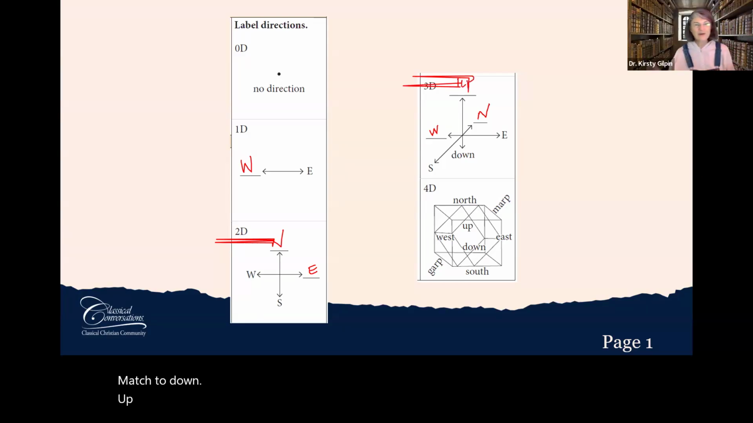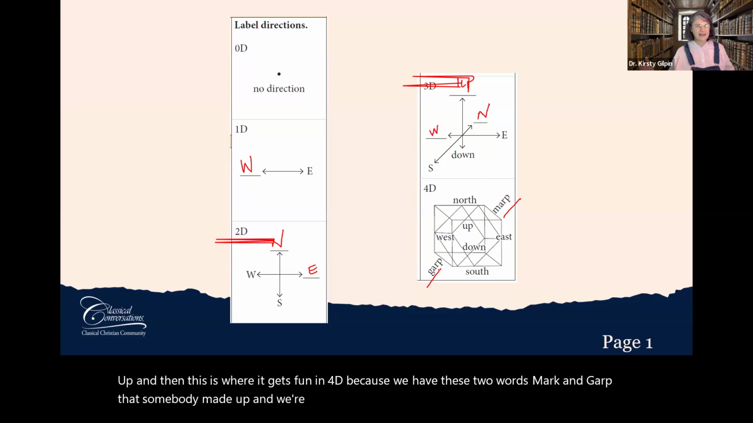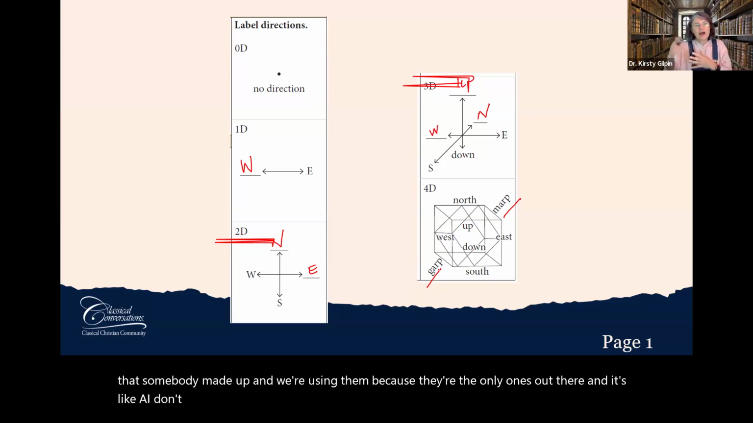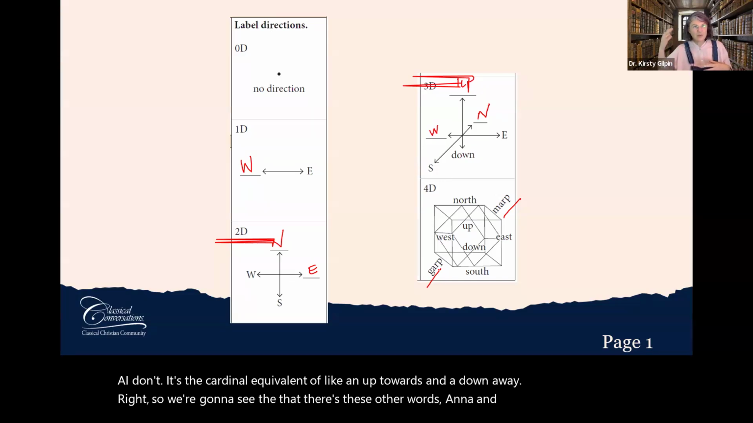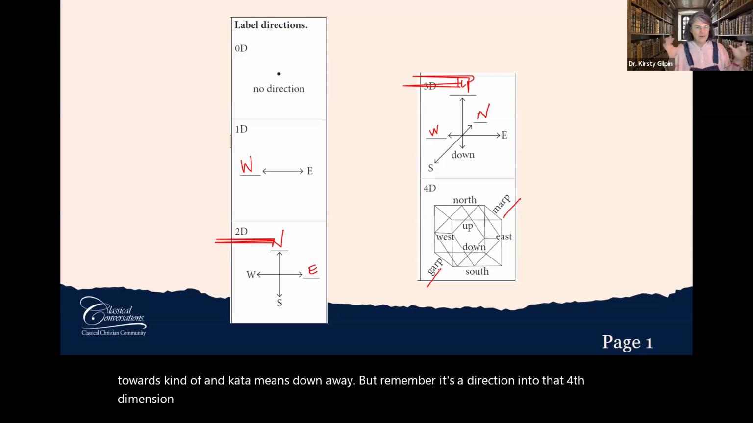And then this is where it gets fun in 4D because we have these two words, Mart and Gart, that somebody made up and we're using them because they're the only ones out there. It's the cardinal equivalent of like an up towards and a down away. We're also going to see these other words, ana and kata. Ana means up towards, kind of, and kata means down, away. But remember, it's a direction into that fourth dimension that we can't figure out where it goes because we can't be in the fourth dimension.